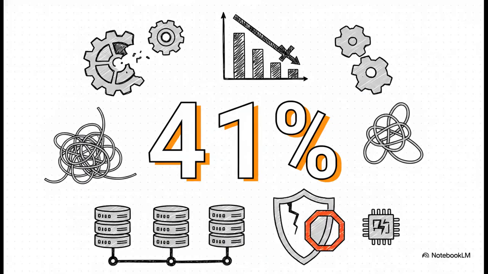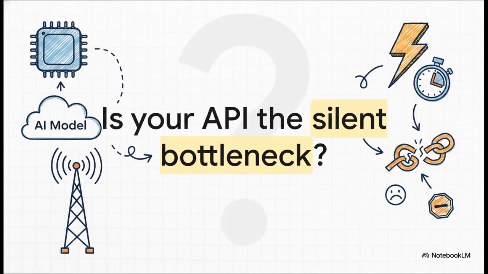So check this out. A staggering 41%. Almost half of all AI projects fail to hit their performance goals. And companies are pouring millions, literally millions, into fine-tuning their models, but the real culprit? Well, it's often hiding in plain sight, right there at the protocol level. And that brings up a huge question, one you've got to ask yourself. Is your API the silent bottleneck in your system?